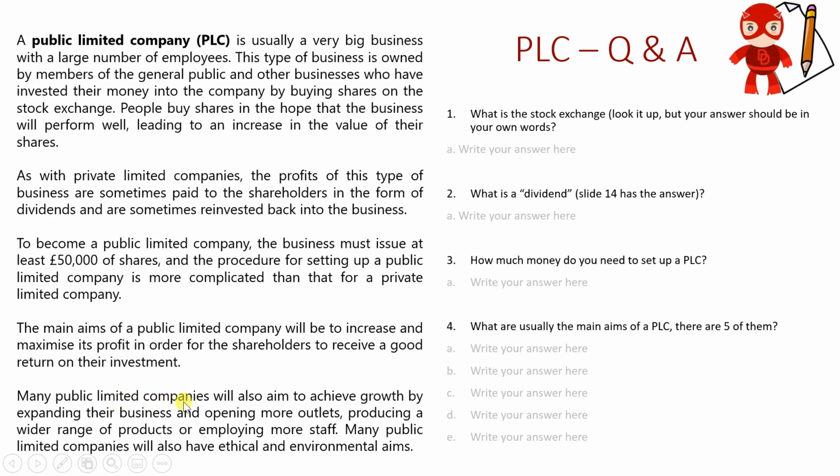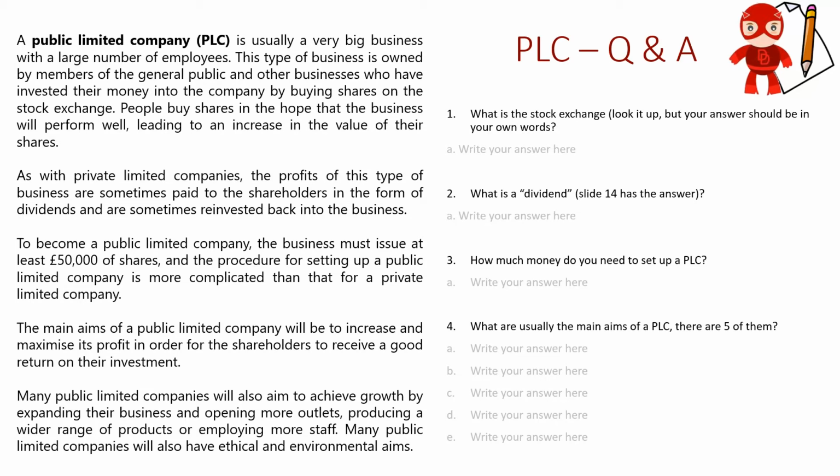Many public limited companies will also aim to achieve growth by expanding their business and opening more outlets, we've seen that one before, producing a wider range of products, we've got that one as well, and employing more staff, we've covered that too. Many public limited companies will also have ethical and environmental aims. Think about how many companies come and help the school as well. That's also called corporate social responsibility.